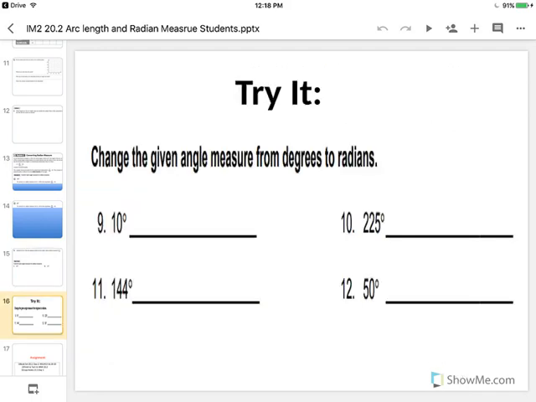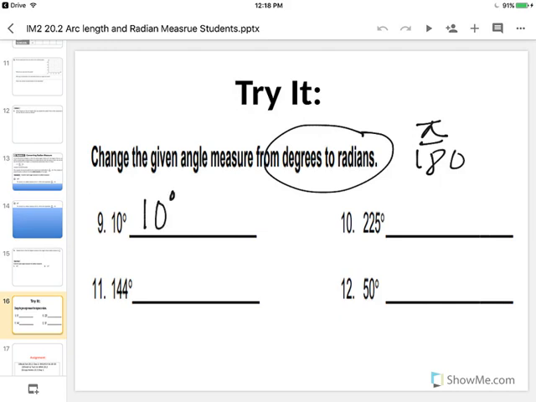Okay, so let's continue to try this. Change the given angle measure from degree to radian. Right? Remember, to go from degree to radian, you do pi over 180. So here we have 10 degrees times pi over 180. Right, so it will be pi over 18.